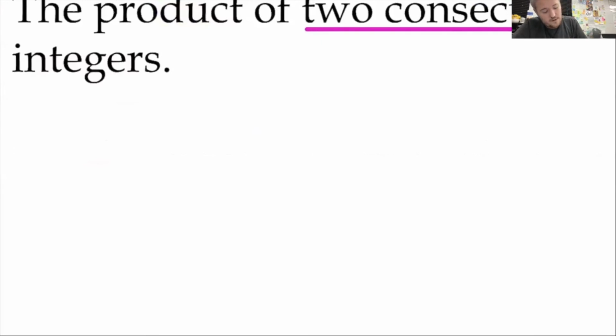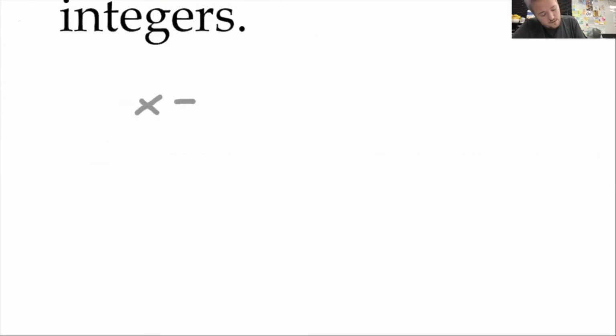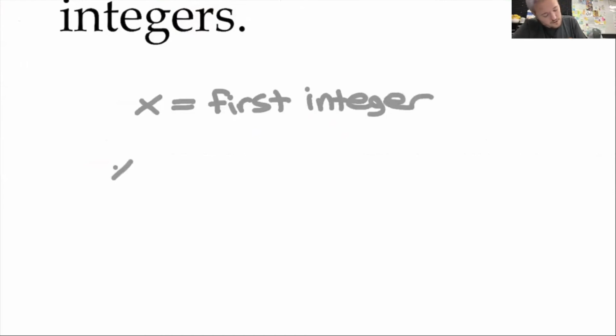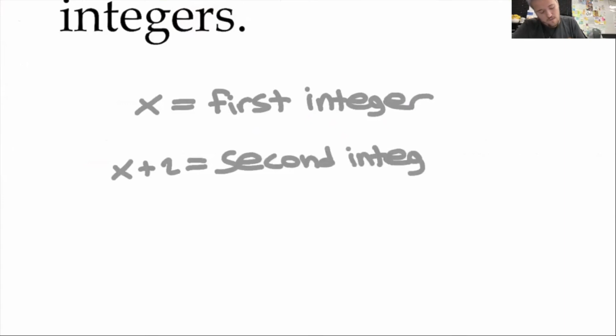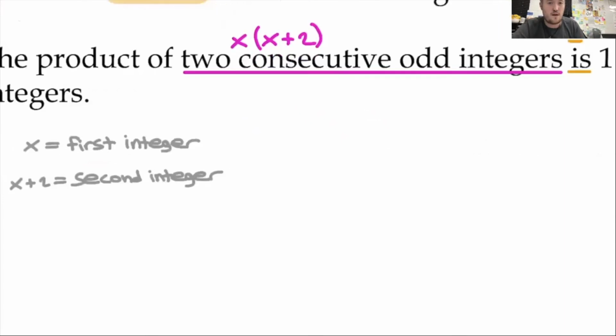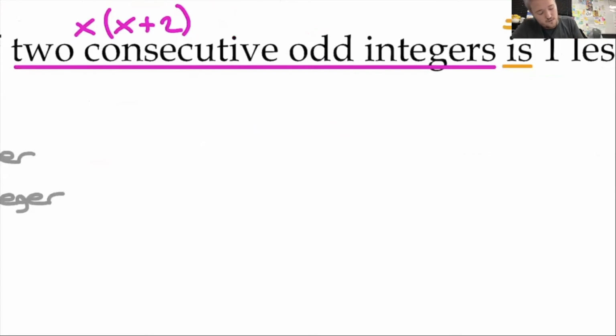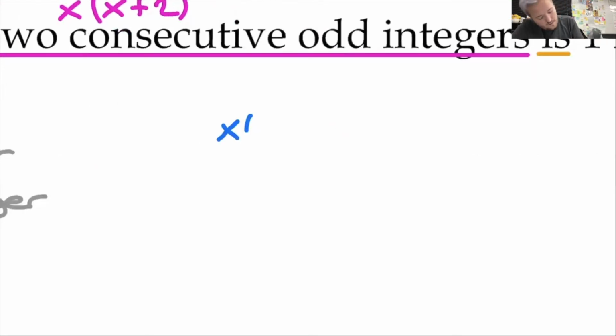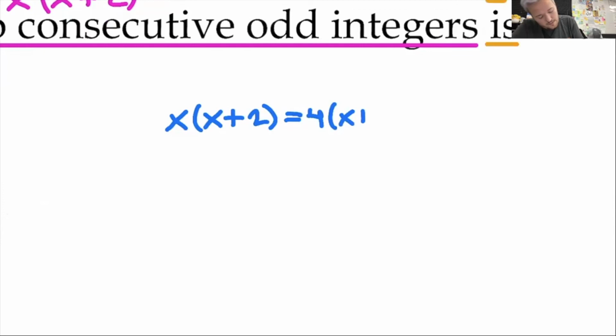All right, so first I'm actually going to identify my variables. So x is my first integer. And then x plus 2 is actually my second integer. All right, so I know the product of both of those integers is going to be equal to 4 times their sum, so x plus 2, then subtracting 1. So this is the equation that we're solving.